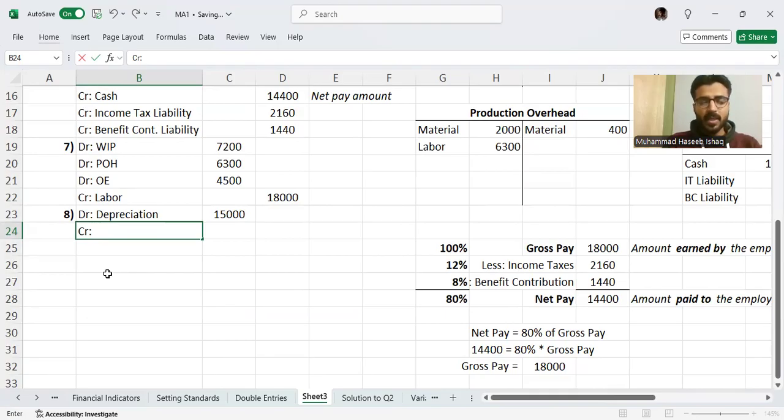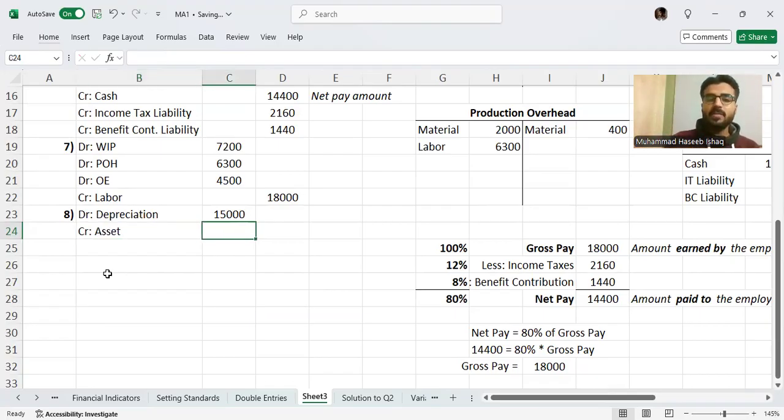We are going to credit the asset account, right? Because this is a reduction in asset. In very simple terms, depreciation is a reduction in value of a non-current asset. That is why we are reducing the value of the asset by 15,000. We have taken the benefit of 15,000 worth of the asset, so we have recognized the depreciation as the expense. We have recognized 15,000 as depreciation, which was our expense for the period. So this is the double entry for the eighth transaction.